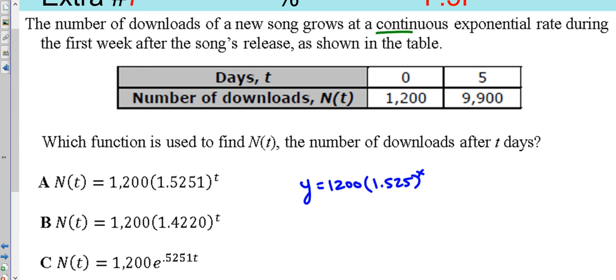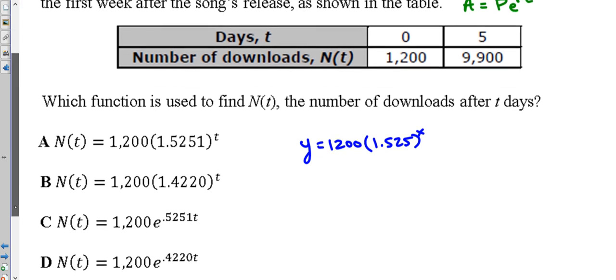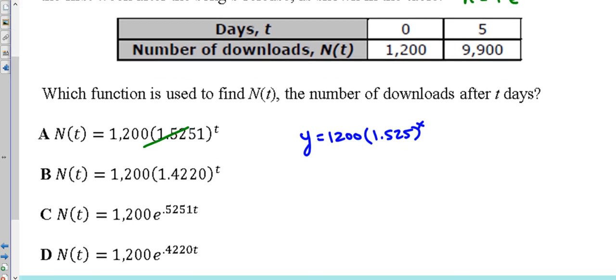this up here says it's a continuous exponential rate, not just continuous, not just exponential, but continuous exponential, which actually means it comes from the formula A equals P e to the rt. If you caught that word continuous, and remember continuous, continuously, or growing exponentially, if you see any of those words, that means Pert, and you could have actually eliminated this answer choice and this answer choice because it didn't have the e. It has to be one of these two.